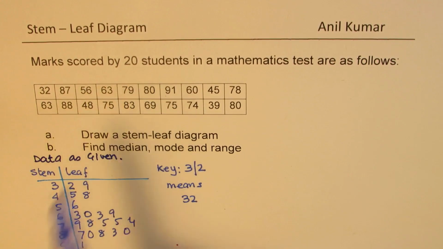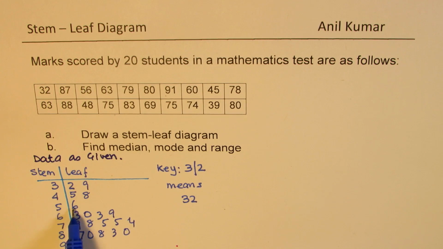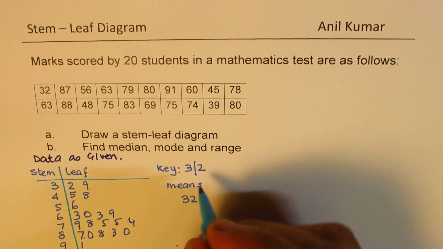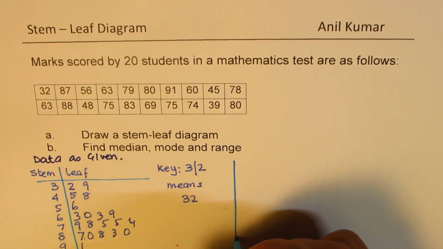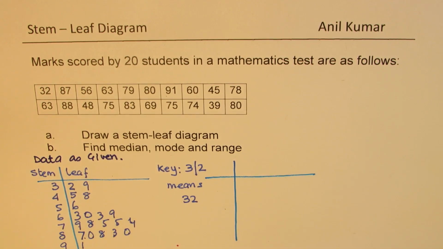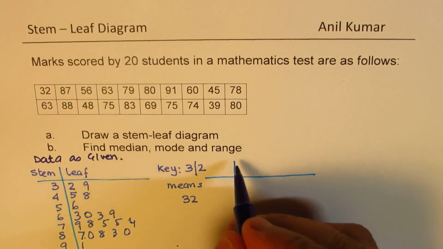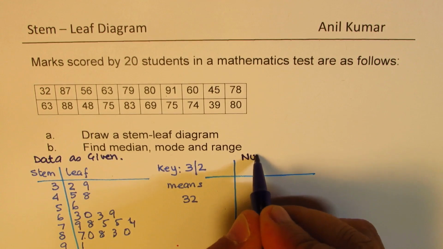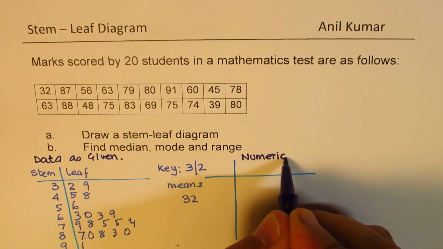We are given 20 data elements. Let's count. 1, 2, 3, 4, 5, 6, 7, 8, 9, 10, 11, 12, 13, 14, 15, 16, 17, 18, 19, and 20. So we have actually, in a way, organized them in stem and leaf form. However, you have to place them in numerical order, right? So that's our final answer, where we are going to place them in numerical order.